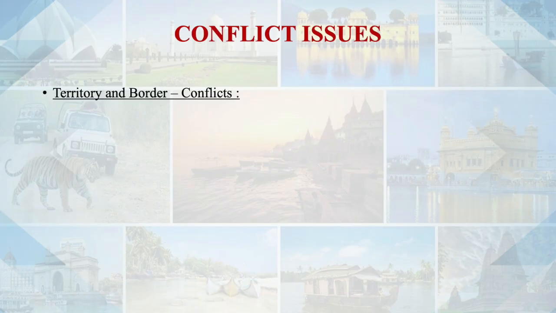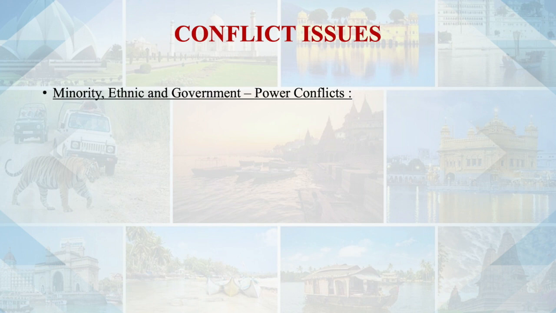Now, what are the conflict issues? What different issues come into the picture which you can say are kinds of conflict issues? Conflict can happen over territory or borders, meaning geographically between two countries which are neighbors of each other. Then come minority, ethnic and government power conflicts.